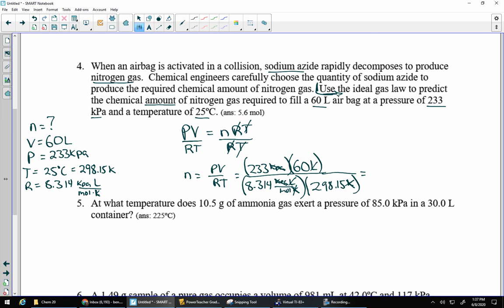So 233 times 60 divided by 8.314, also divided by 298.15. So that works out to be, we get the answer to double check up here, with significant digits, because we had, let's see, 2 was our least number from the question. So we should have 2 in our answer, so that should be 5.6 moles of nitrogen, N2.